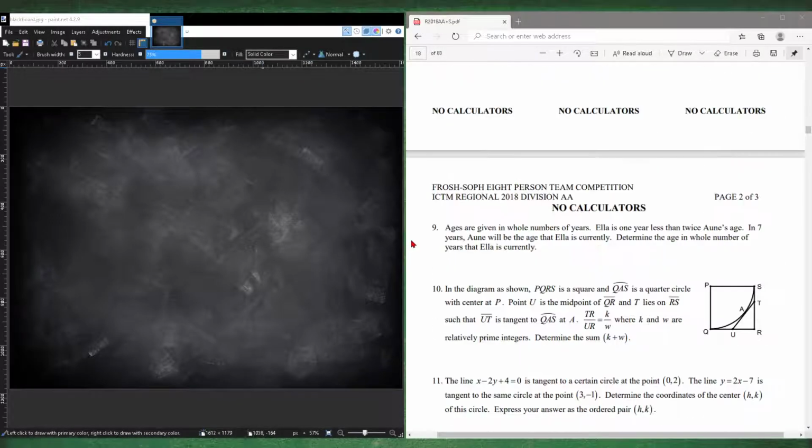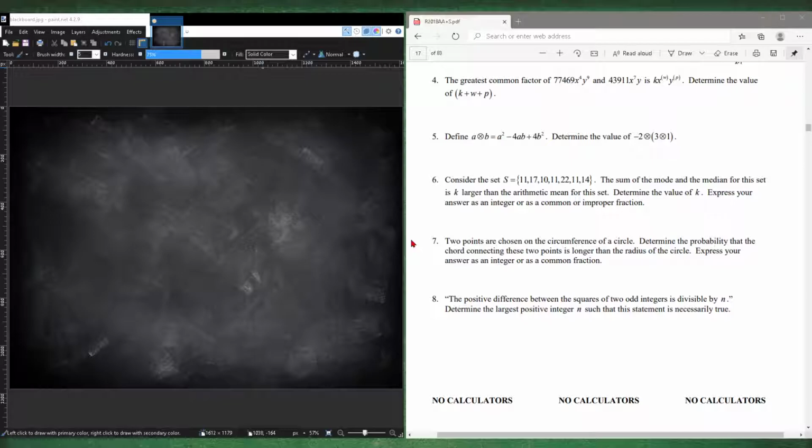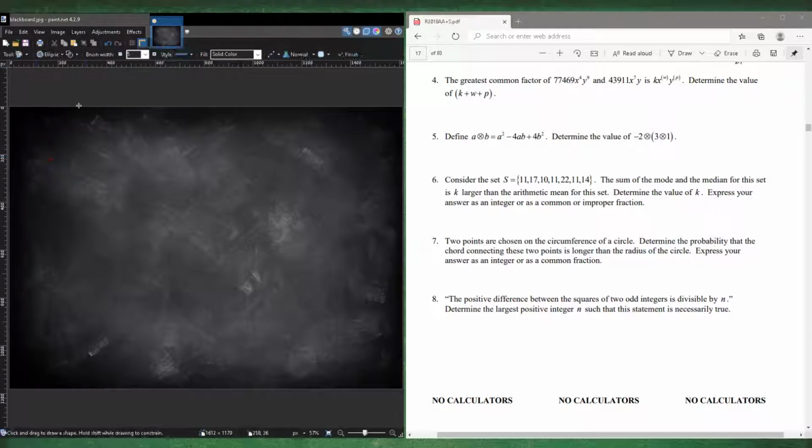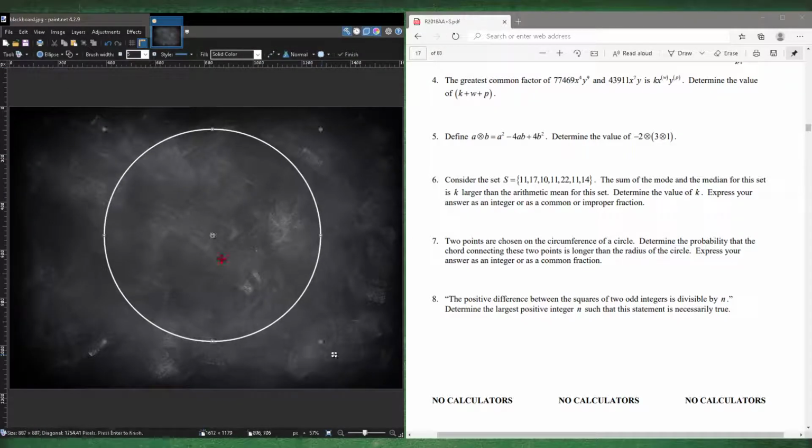Now let's begin with number 7. 2 points are chosen on the circumference of a circle. Determine the probability that the chord connecting these 2 points is longer than the radius of the circle. So basically, I answered this question before, but I'll do it again in this video.